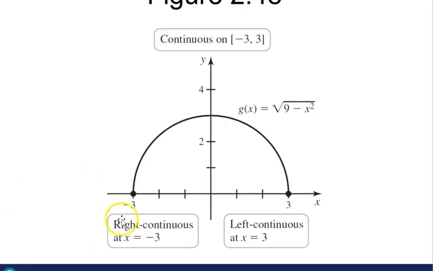I know it's weird because you're going right, but you're approaching from the left. Continuous on -3 to 3, this function here. Because it is defined at 3, you can plug in 3, right? You get an output of 0. You can plug in -3, you get an output of 0.